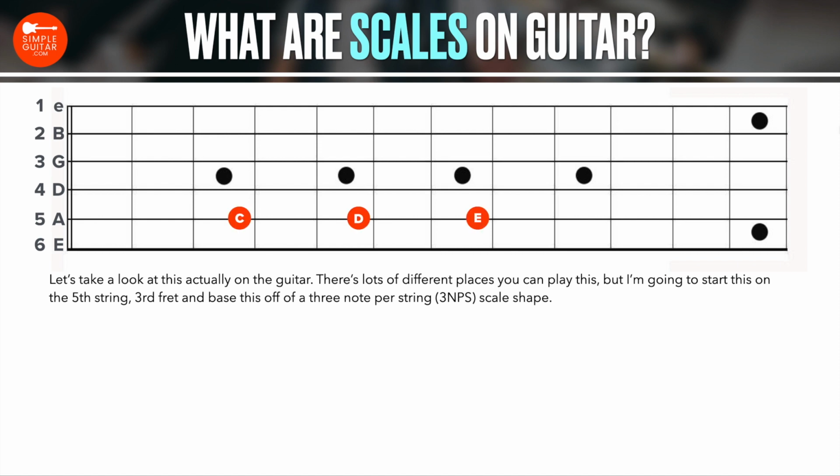Okay, so there's C and D and E and F and G and A and B and C. And that is our first octave of that, okay? So if I play that, that's exactly what I played before. I've got C on my 5th string, 3rd fret, and then D on the 5th fret, and then E on the 7th, and then F on my 4th string, 3rd fret, and then G on the 5th fret, and then A on the 7th fret, and then B on the 3rd string on the 4th fret, and then C on the 5th fret.